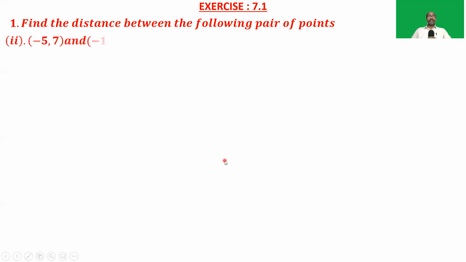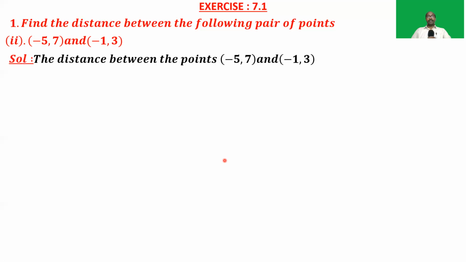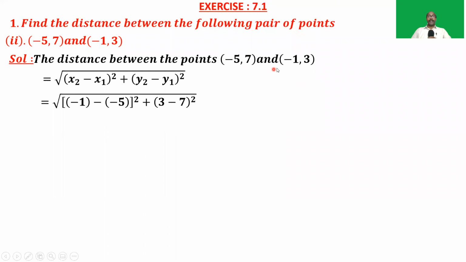So second one is (minus 5, 7) and (minus 1, 3). So the distance between the points (minus 5, 7) and (minus 1, 3) is, here we have the formula under root (x2 minus x1) whole square plus (y2 minus y1) whole square. x1 is minus 5, y1 is 7, x2 is minus 1 and y2 is 3. So substituting values, we get (minus 1 minus minus 5) whole square plus (3 minus 7) whole square.